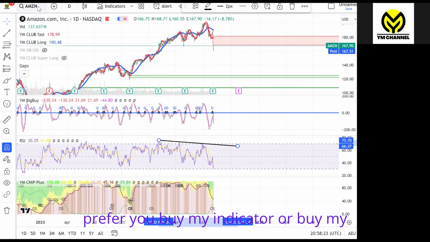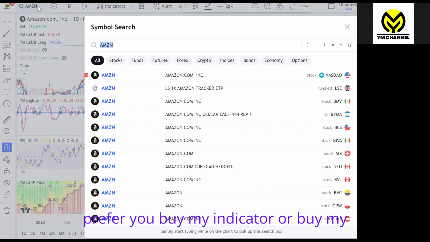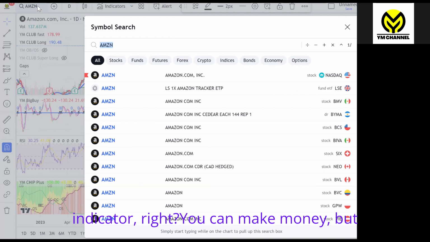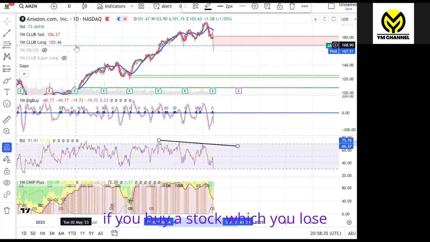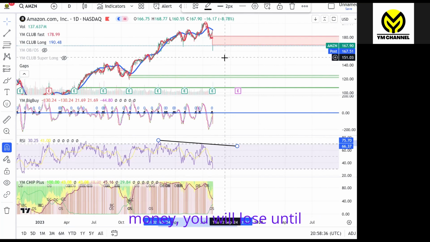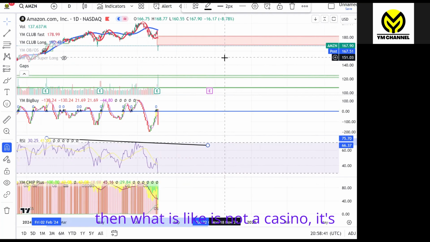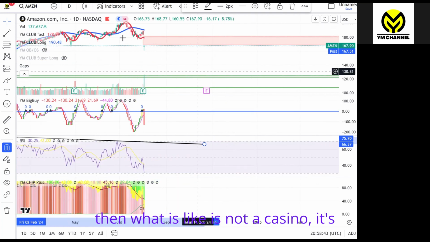Okay, so I prefer you buy my indicator or buy my course before you buy the stock, because with my indicator, you can make money. But if you buy a stock which makes you lose money, you will lose until when? If you don't have a strategy, and then what? It's not a casino, it's not gambling.